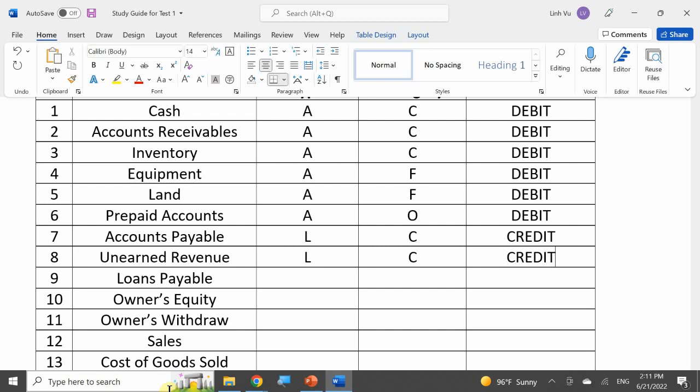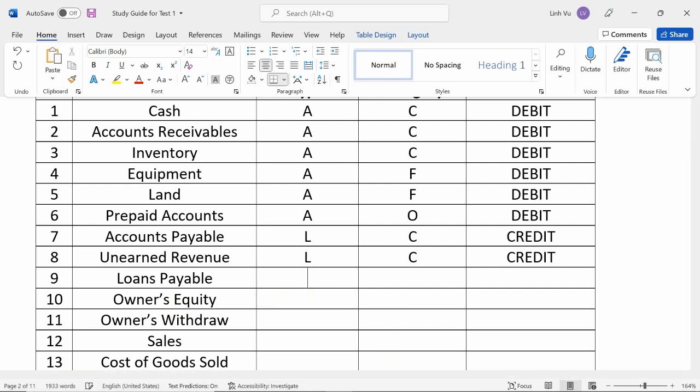All right. Next we have loans payable. That's a liability. Long term. Generally long term. Yes, most loans, unless it's specified that it's a short-term loan, usually run from a minimum of 3 years to as long as 36 years. So in this case, what kind of balance would this have? Credit. Good. It would definitely have a credit balance.